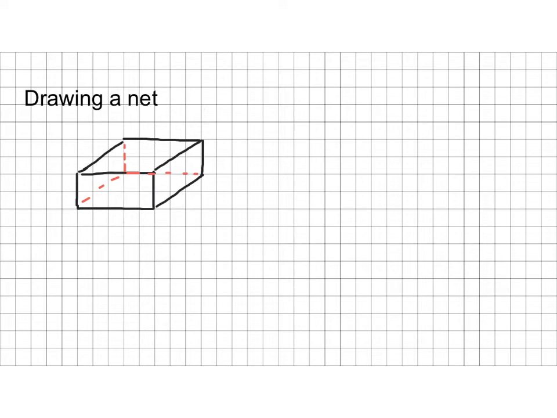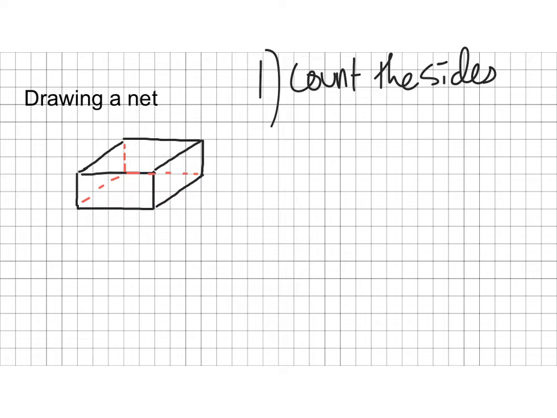So now that we've got our rectangular prism, let's go ahead and draw a net for it. So we can see here that the first thing you want to do is count up the sides. That's how you make sure you don't miss any. So on this one, I see 1 in front, 2 on top, 3 on the side, 4 in the back, 5 on the other side, and 6 on the bottom. So I count 6 sides, which is always going to be true for any rectangular prism.